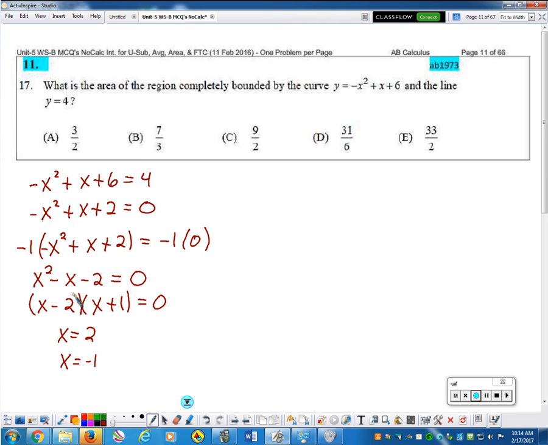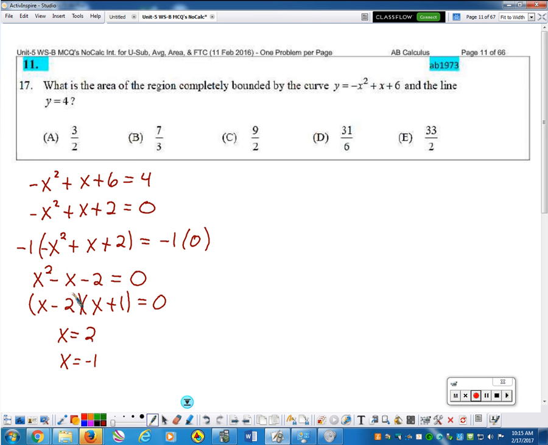Would you just plug in a number? Yeah, plug in a number. What number do you want to plug in? Somebody, come on. A number between -1 and 2. What's the easiest x value to use between them? Perfect, 0.